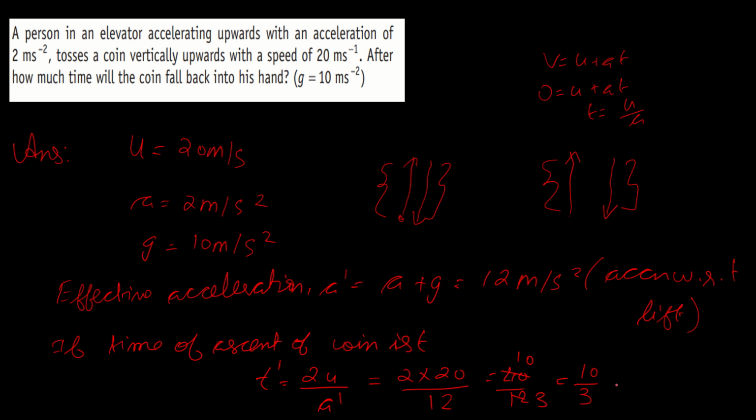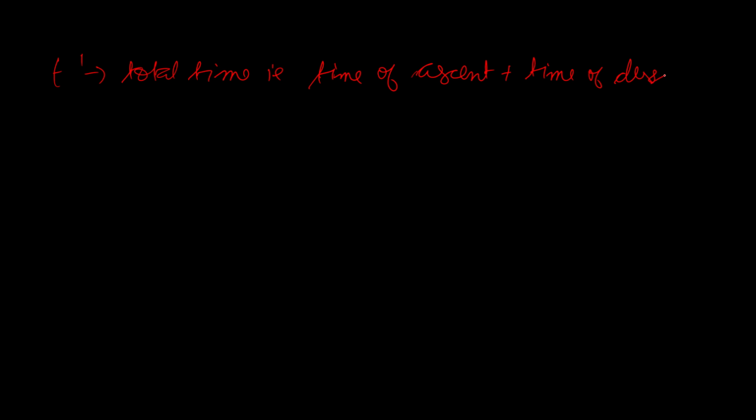Okay, 10 by 3. So here what is t dash? T dash is the total time, that is time of ascent plus time of descent. We can use this direct formula to find it instead of deriving it from v equal to u plus at, because that formula is actually derived from that formula. So this is just a shortcut method.